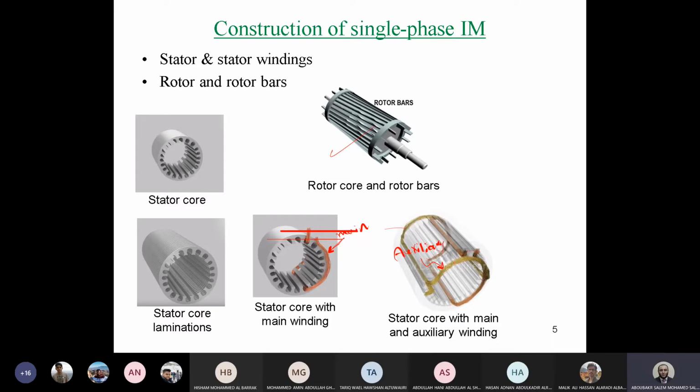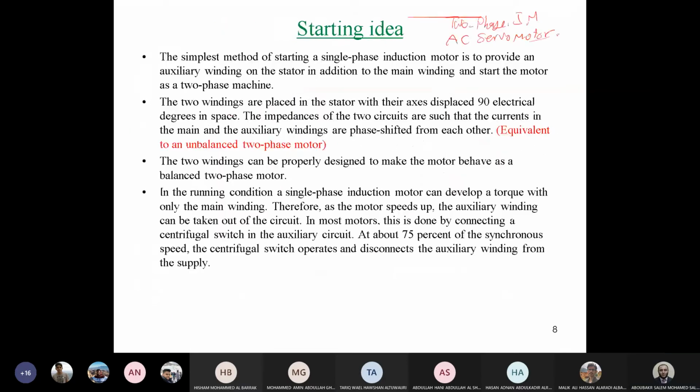So there is a mechanical phase shift of 90 degrees between the two coils. The impedances of the two circuits are such that the currents in the main and auxiliary windings are phase shifted from each other. This is the concept. If you have a phase shift in the beginning, this is going to make a difference between forward and backward flux, which is equivalent to unbalanced two-phase.